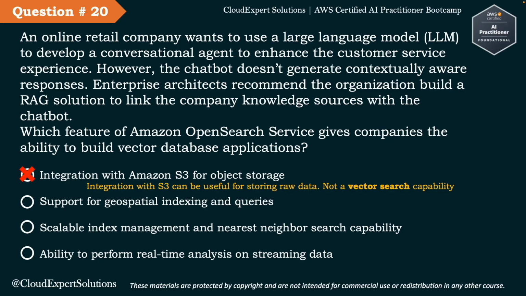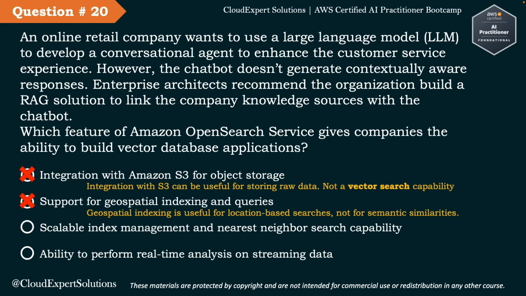Moving to option number 2, support for geospatial indexing and queries. Geospatial indexing is useful for location-based searches, but it is not for semantic similarities or embedding-based retrieval required for RAG. That is why this is also not the correct option.